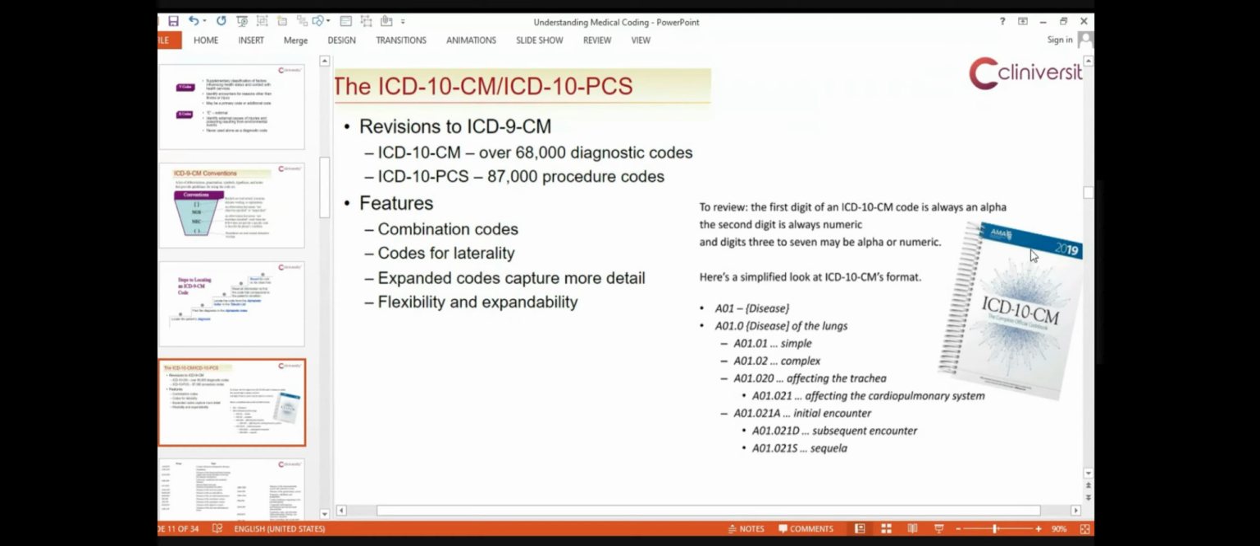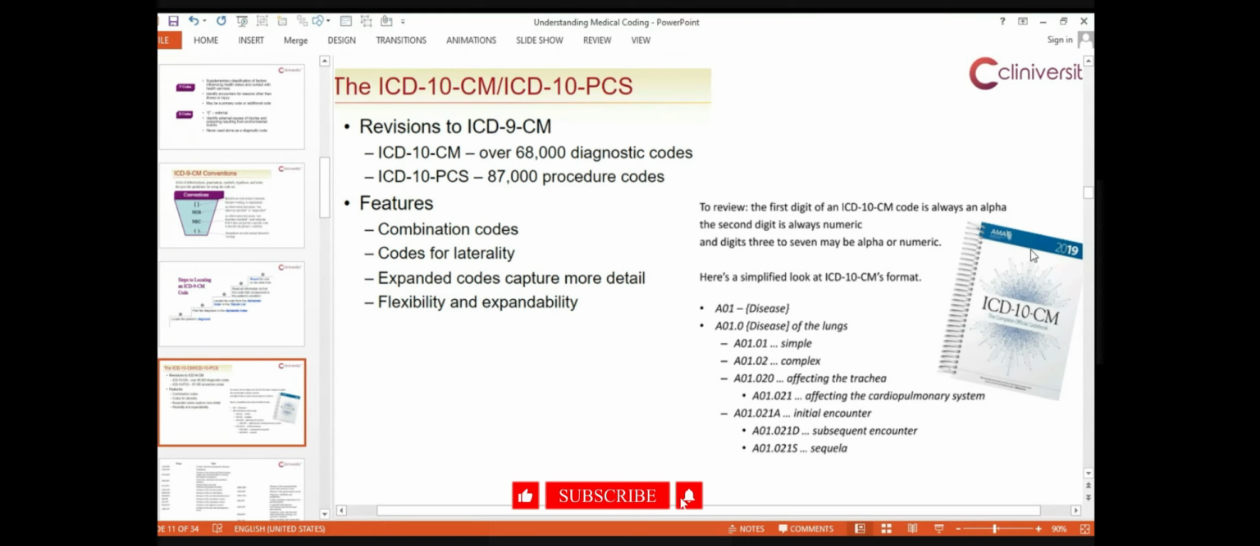Features of the updated version of this dictionary are that combination codes are provided, codes for laterality are there, and expanded codes capture more details as per the diagnosis or procedure detail provided in the patient report. Flexibility and expandability is there.